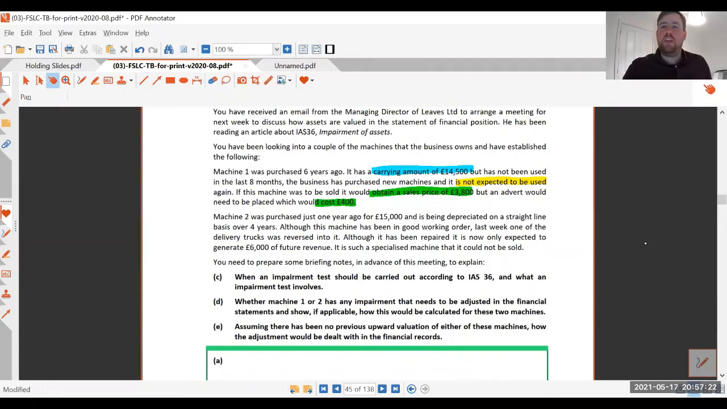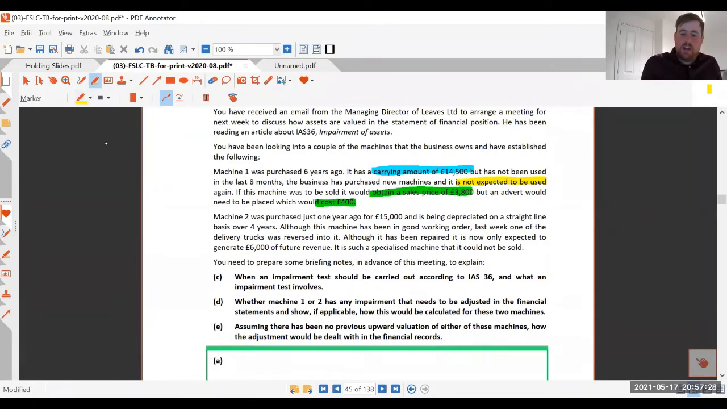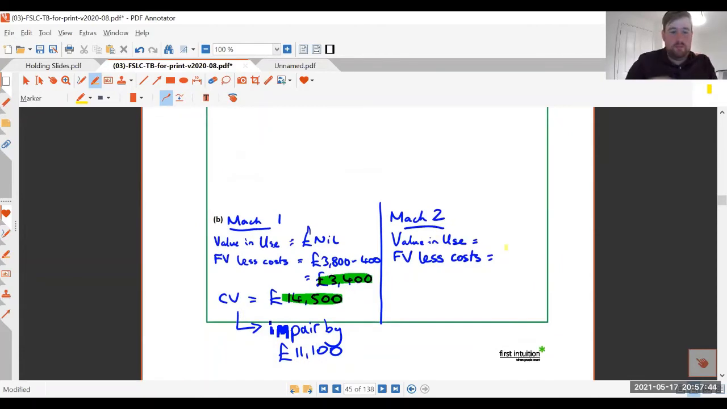A lot of people jumping in on the fair value one there. I like that, yeah. Get the easy points out of the way early. It actually tells us that this is a specialized machine. We can't sell it. So by that logic, it's got no fair value. I mean, we can worry about costs to try and sell it if we want to, but we're not getting any profit out of it. So yeah, absolutely. Your fair value less costs is going to be nil here as well. So that's not good news.